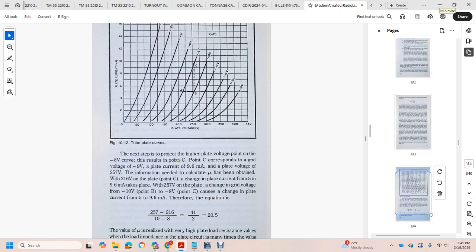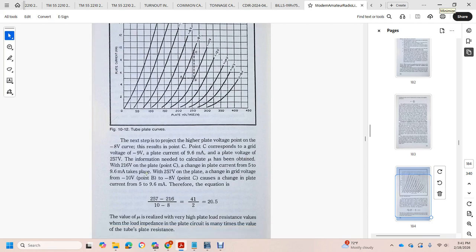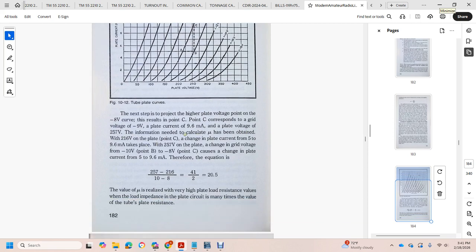The next step is to project to a higher plate voltage, resulting in point C. Point C corresponds to a grid voltage of negative 8 volts, plate current of 9.6 milliamps, and plate voltage of 257 volts. The information needed to calculate the amplification is the plate voltage change from 216 to 257 volts, and the grid voltage change from 10 volts at point B to 8 volts at point C.